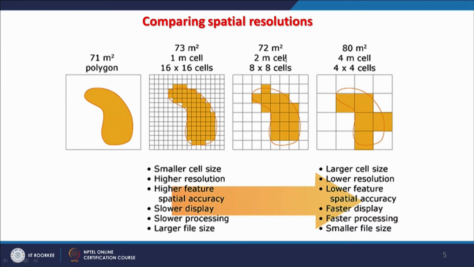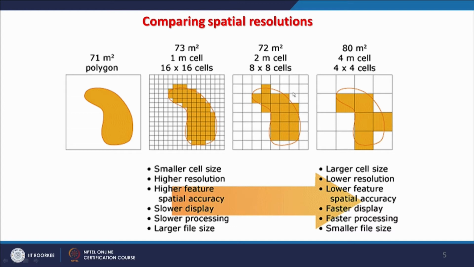This is a 2 meter cell, an 8 by 8 cell grid. Whereas if we go for a 4 by 4 cell grid, that means a coarser resolution of 4 meter spatial resolution, we are getting 80 square meter area, because a lot of area of this polygon is not falling inside. But when we create a raster of this, we may get a higher area.